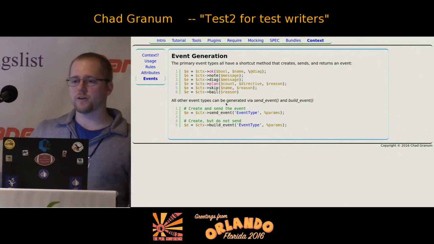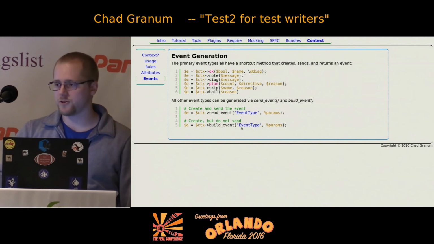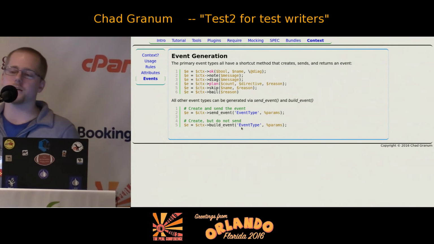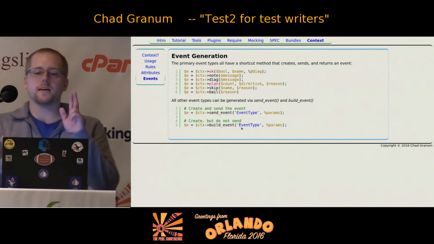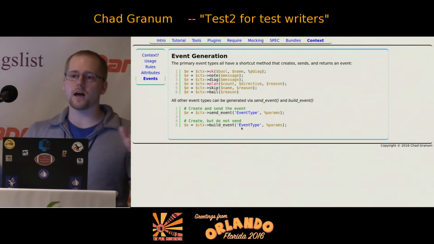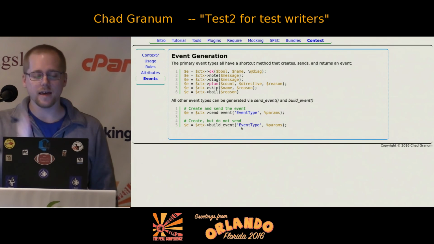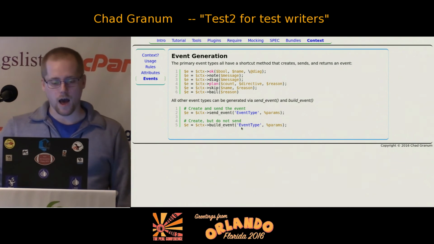And if you want to generate an event type that doesn't have a shortcut, you can use the send_event or build_event shortcuts. The reason you want to use the context to build your events is because it knows what line number and file name errors should be reported to, and it has a lot of other context that you might not have when you want to send the event. It makes sure that it's right.